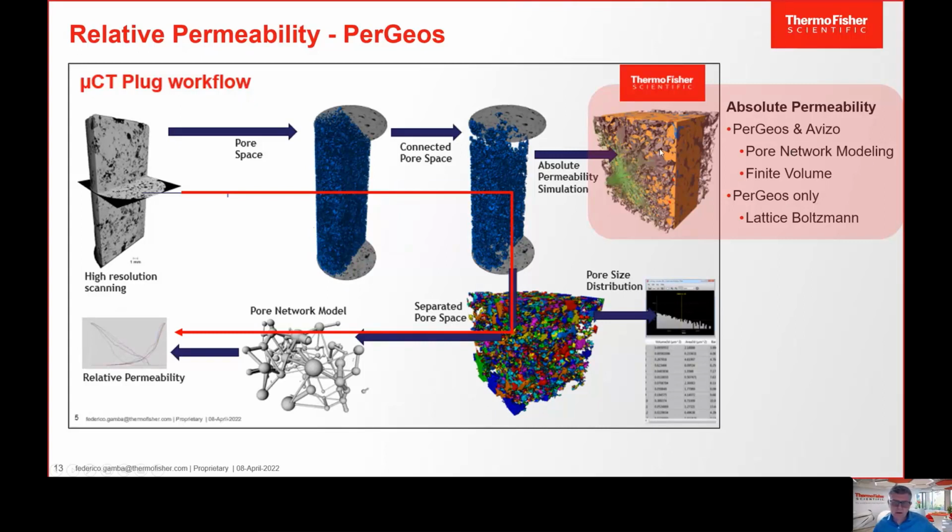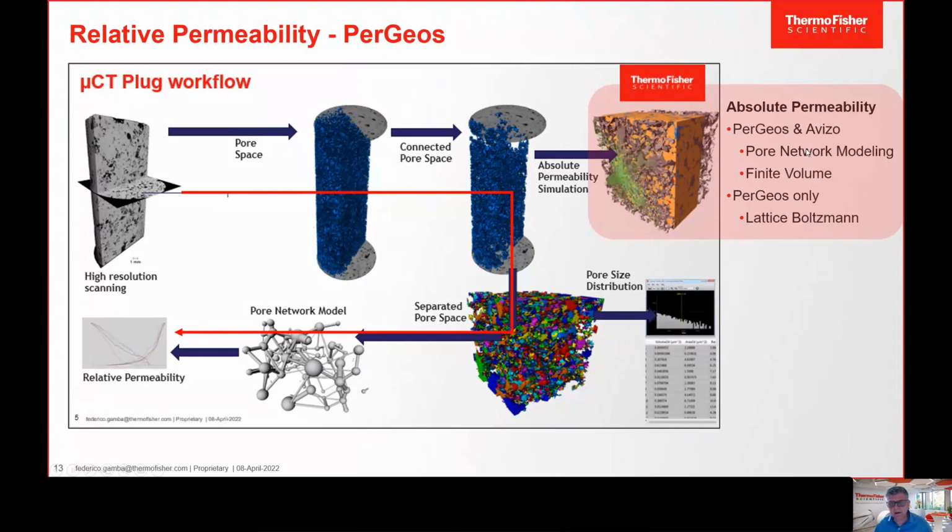So I listed here, we have 3 methods to compute absolute permeability. One is through pore network modeling. So you can build a pore network model and then simulate. We have another one called finite volume. This is going to simulate permeability through the voxel directly. You don't need to build any model. And finally, we have a third one that is lattice-Boltzmann. Again, this is simulating directly on the voxel.